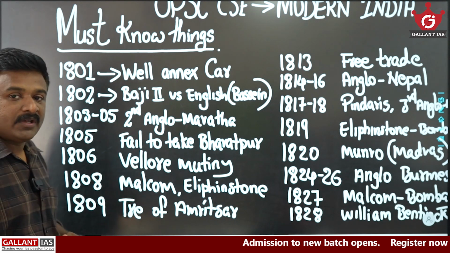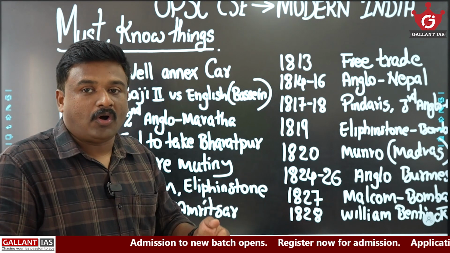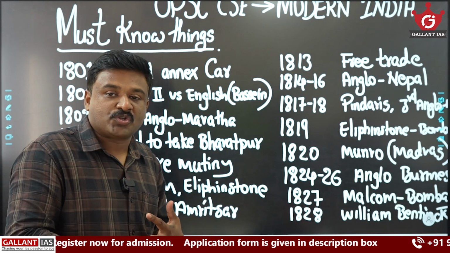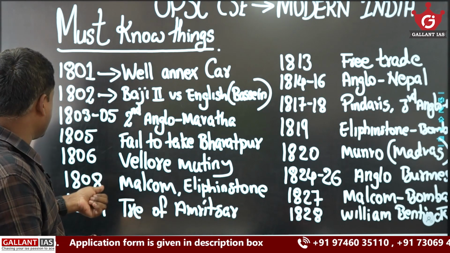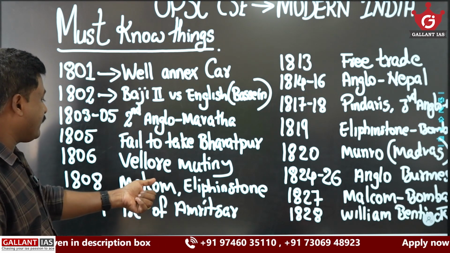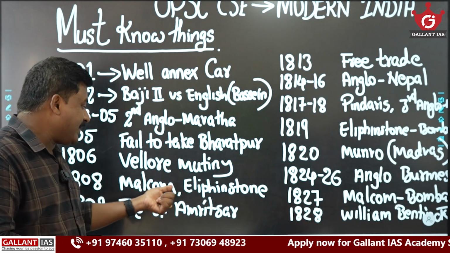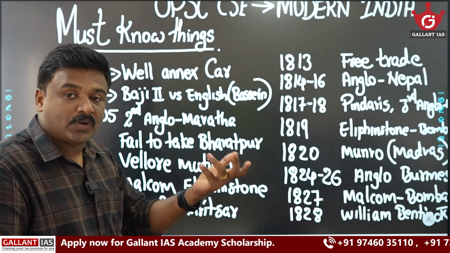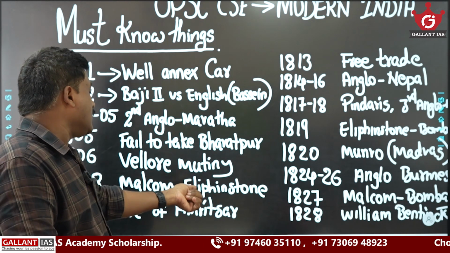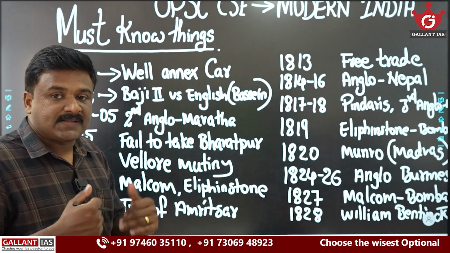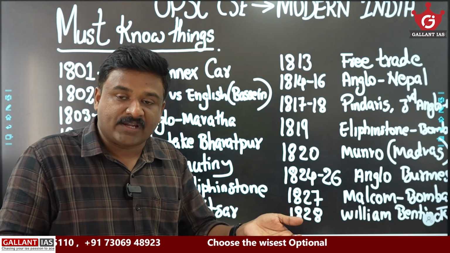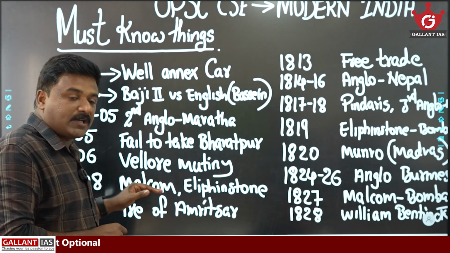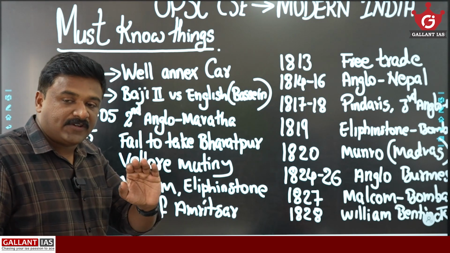1806, Vellore Mutiny. The introduction of a new dress code in the Madras regiment led to this mutiny by soldiers in the British Army. So, Vellore Mutiny. 1808, there are Malcolm and Elphinstone being sent as ambassadors. Malcolm was sent as ambassador to Persia, and Elphinstone was sent as ambassador of the company to Kabul. That is to seek support in order to fight against the French. There was a fear of French conquest. So this is to seek the support of the Persian Empire and Afghan Empire to resist French invasion.